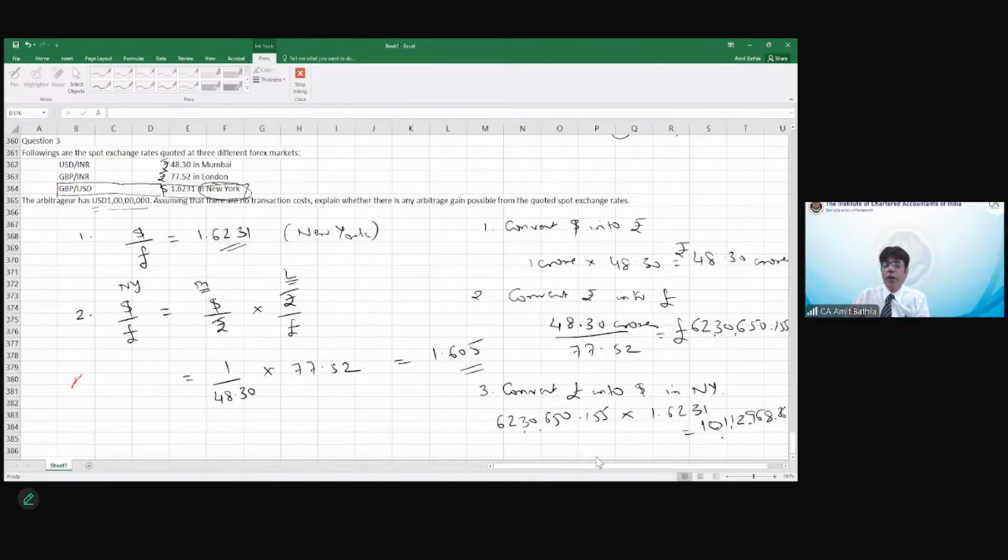Now remember what was my original investment? 1 crore. Original investment was 1 crore. So basically, in other words, what is my arbitrage gain? 1,12,968.26. Right? Yes.